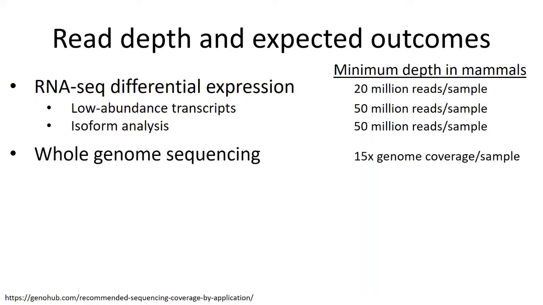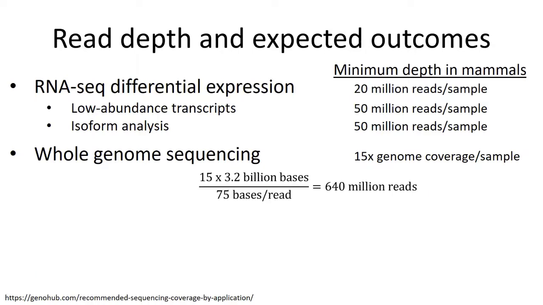So for whole genome sequencing, you generally want at least 15 times genome coverage in order to estimate well any variance at any given position. And coverage is another way of estimating how your depth and your genome actually correlate. So for example, 15 times coverage of the human genome, which is 3.2 billion bases, if you have 75 base reads, then that corresponds to 640 million reads per sample.